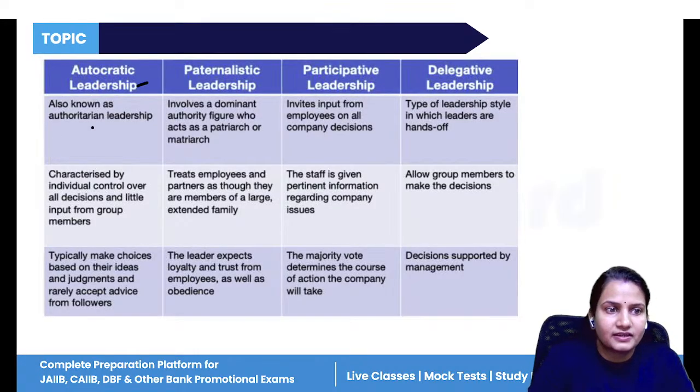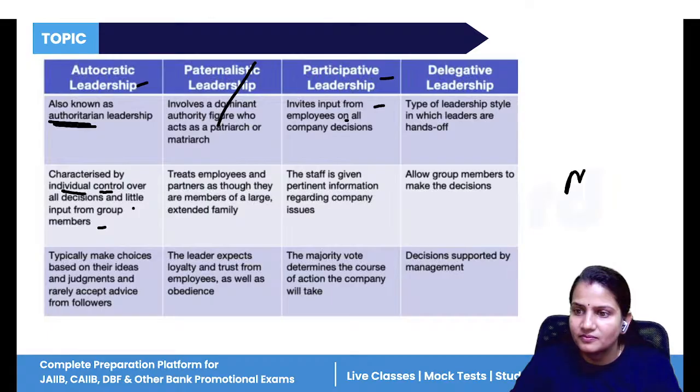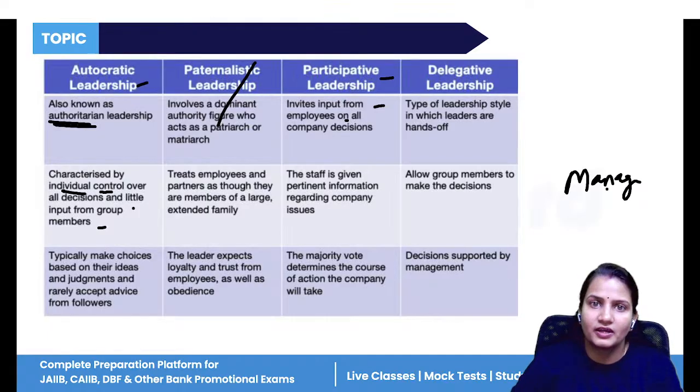So autocratic is known as authoritarian, where the individual having the control, the manager, is taking little input from their members. Participative is what? It invites input from all the employees. Here the managers give freedom to their employees that they can also participate in the decision making. So staff is given information regarding the company's issues.